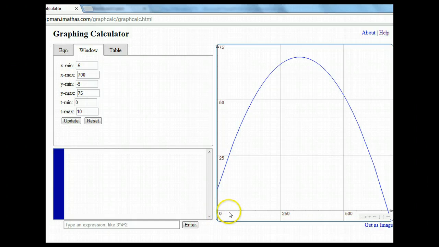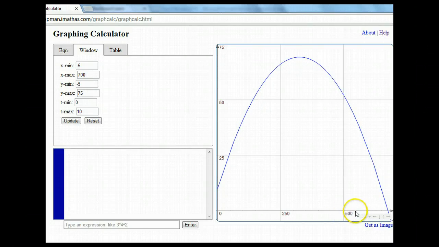Now we need to know the range. What's the range, or how far did the arrow travel before it hit the ground? So that would be, this is our ground here. How far did it go? Well, here's our 500. And each of these appear to be by 50s.